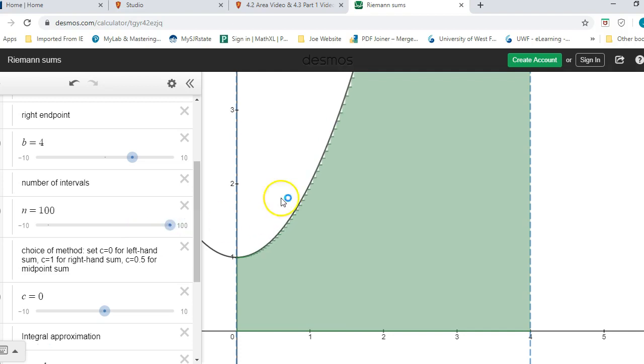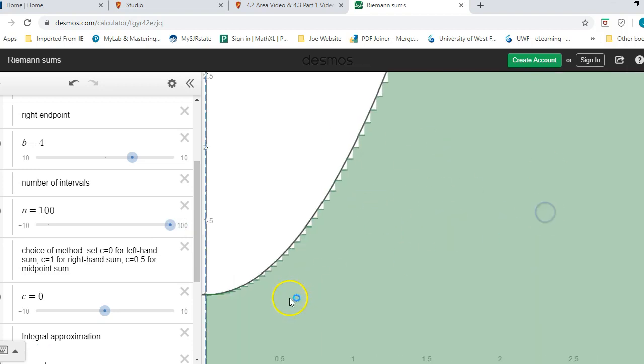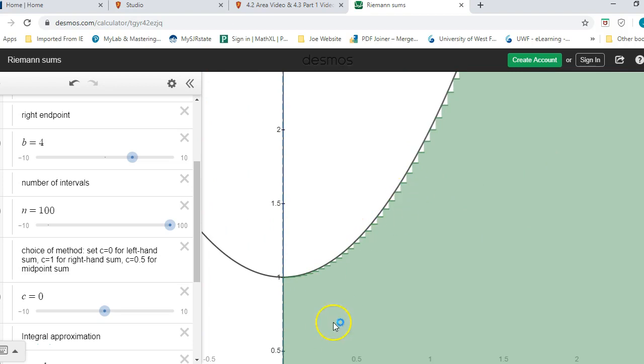You can see even at 100, there's still a little bit of a gap. I wonder if I can zoom in a little more. You can still kind of see there's a little bit of a gap. But the idea is the more rectangles I add, the better my approximation is.